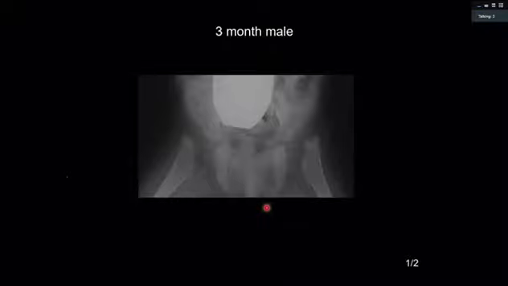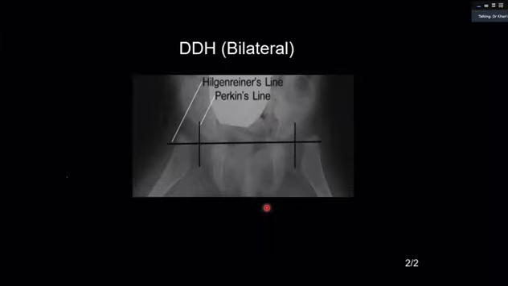So if you draw Perkins lines and Hilgenreiner's line, the femoral head should be on the medial inner aspect. But here, if you just sort of imagine the lines, it appears to be in the outer quadrant, but bilaterally. Excellent. Well done.